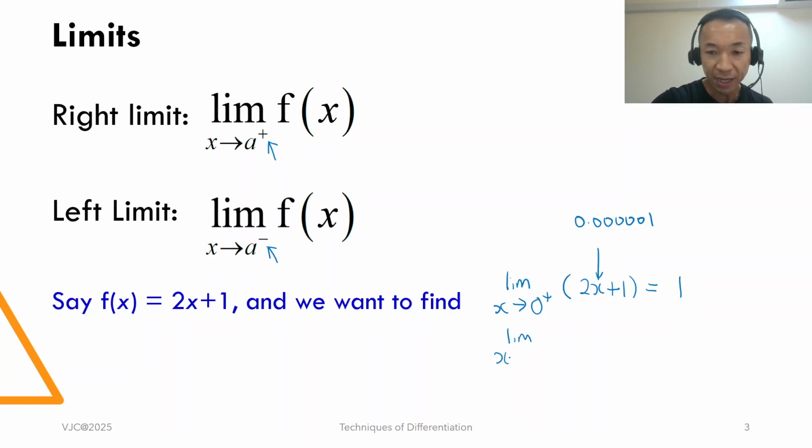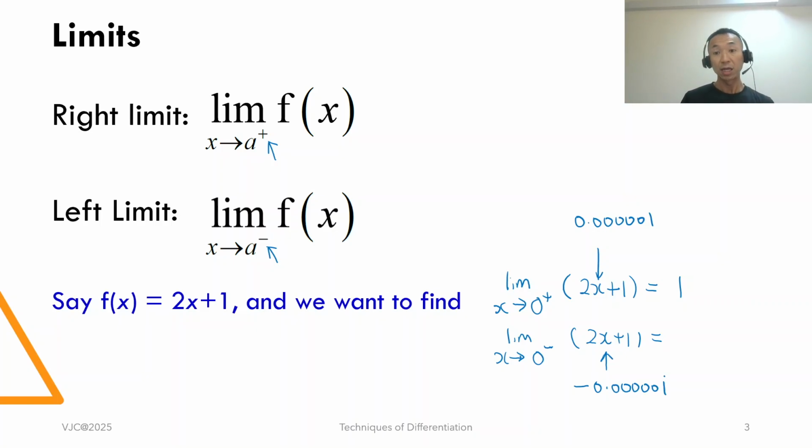The left limit then is as x tends to 0 minus of 2x plus 1. I think it's quite obvious. Also, this time it is from the left, say minus 0.00001. Then it's still a very, very small value from the left, and then the limit is 1. Then you may say, actually, it's so obvious that the left limit and the right limit are the same.